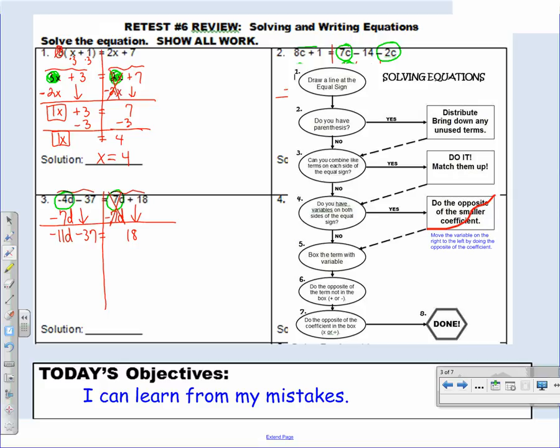Next, we're going to box the term with the variable. That's our negative 11d. Do the opposite of the term not in the box. Opposite of negative 37 would be positive 37. We still have a negative 11d in the box. Negative 37 plus 37 is 0, and 18 plus 37 is 55. Last step, do the opposite of the coefficient in the box. That's a negative 11 times d, so we do negative 11 divided by negative 11. Negative 11's cancel. We're left with d equals 55 divided by negative 11, which is a negative 5.